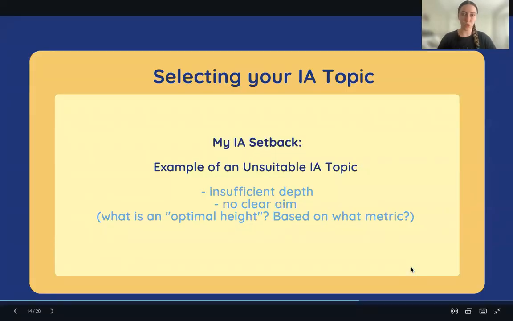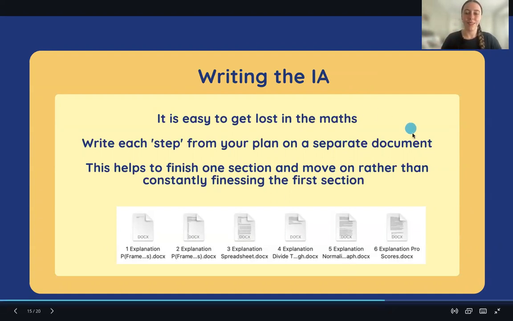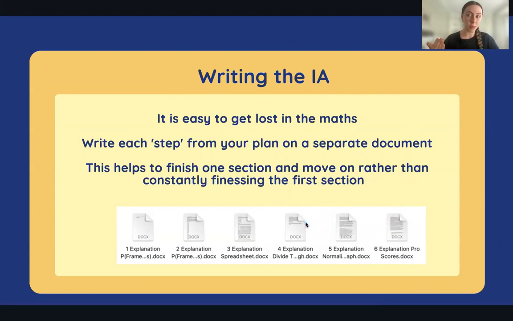So going back to IAs. Now, once you've selected your topic, you actually have to write your IA. So this is just going to be me talking through how I approached the actual writing process. So at this point, when I had my actual proposal for my bowling IA, then I had a very detailed structure and everything.